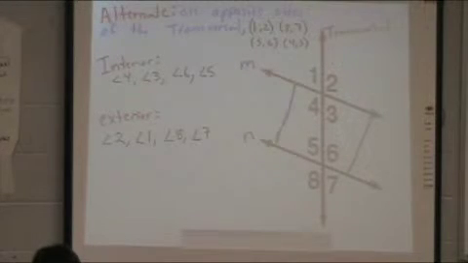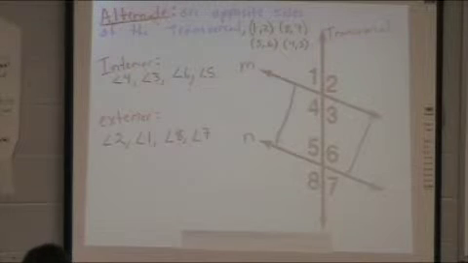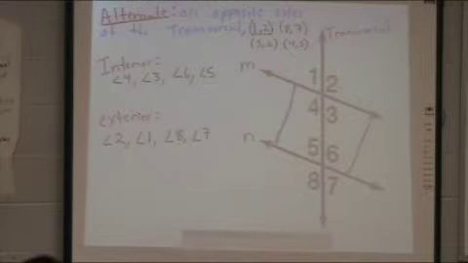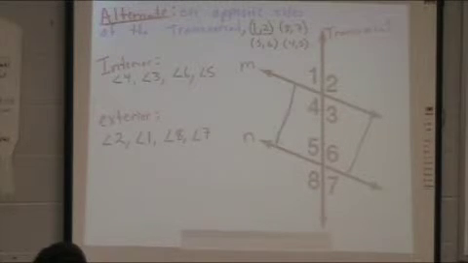Alright, so we just talked about alternate. Alternate means on opposite sides of the transversal. We said 1 and 2 are alternate angles because they're on opposite sides of the transversal. One's on the left, one's on the right. We also said 8 and 7 were. We also said 5 and 6 were. And we also said 4 and 3 were. Are 2 and 8 alternate angles?